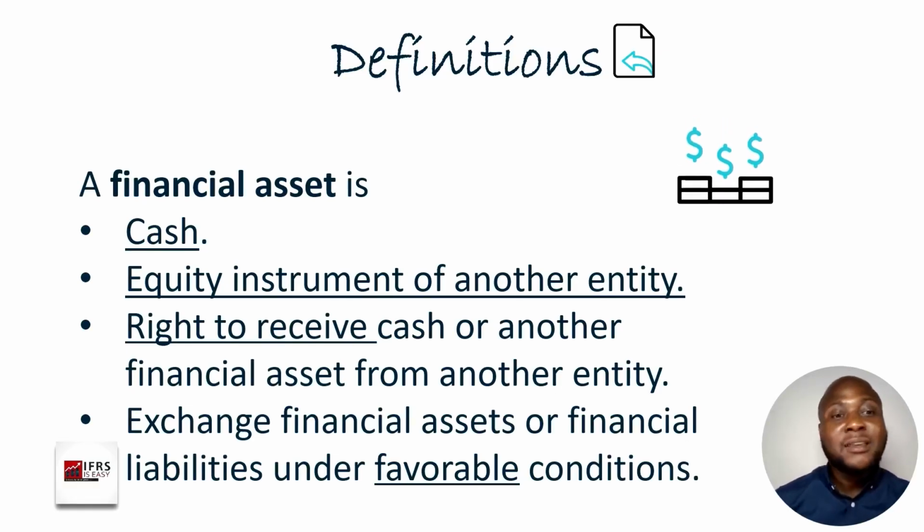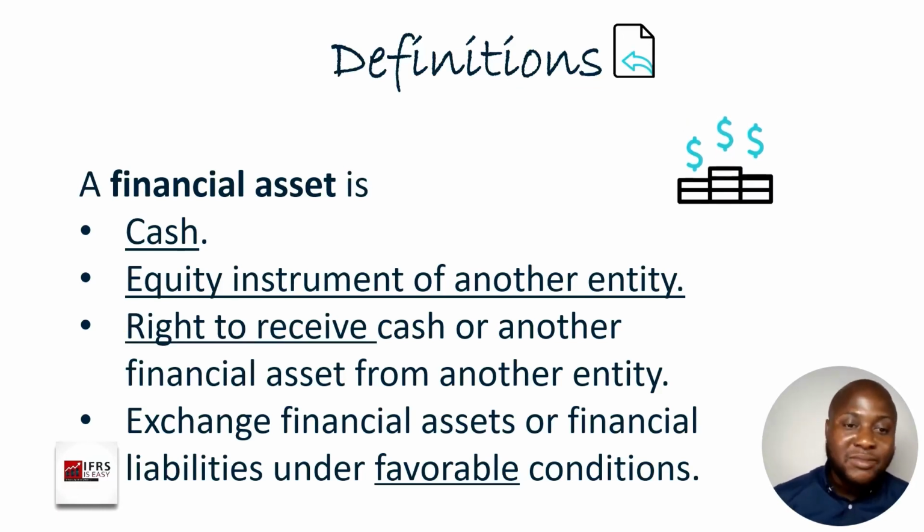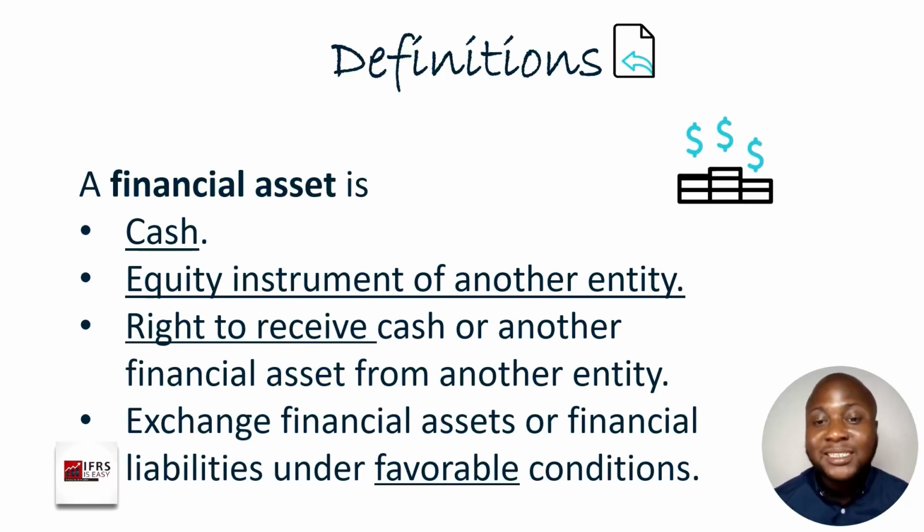And so we say here that a financial asset is cash. It could also be the equity instrument of another entity. But remember that that equity instrument is a result of cash that you have paid out or given to the party that is giving you that equity. So a financial asset is cash, it could be an equity instrument of another entity, or it could be the right to receive cash or another financial asset from another entity. The major thing is that when you have a financial asset, it is because you have a favorable condition, and the favorable condition is that you expect cash from the other party.